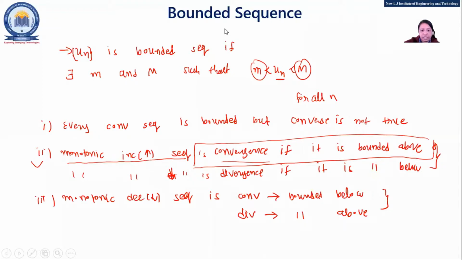Generally they are not asking that much, but make a practice of one or two sums. So this is about a bounded sequence. In the same way, if you have a sequence which is monotonic decreasing and you want to say whether it is convergent or divergent, these are the reverse of the previous thing, so bounded below or bounded above, like that.